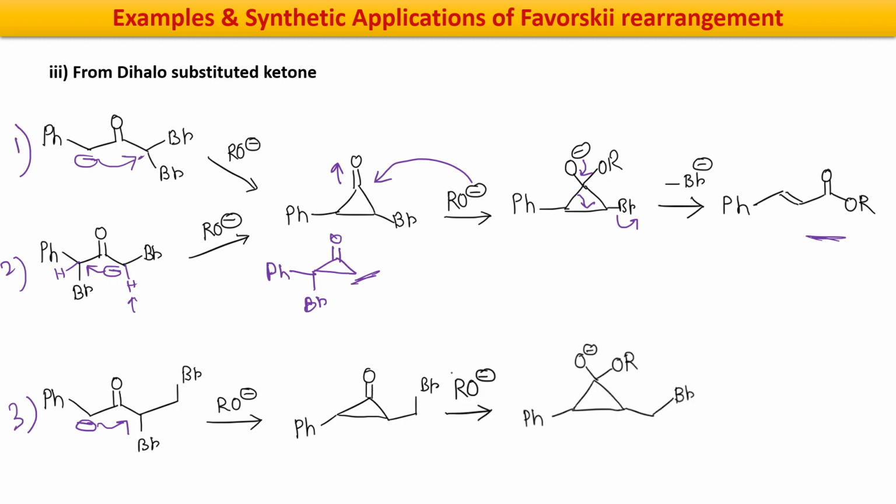Now the RO minus, after the attack to carbon, the negative charge is over this oxygen. What it will do, when the CO bond is formed, this CC bond, sorry, not this one, this CC bond can be shifted here, and ultimately bromine is removed. So what you are getting? You are getting again a CC double bond, unsaturation and ester, but it is not alpha beta unsaturated unlike the previous case, right? So that is the difference. In both cases you are getting some CC double bond on one side of the ester, but one is alpha beta unsaturated, another one is not.